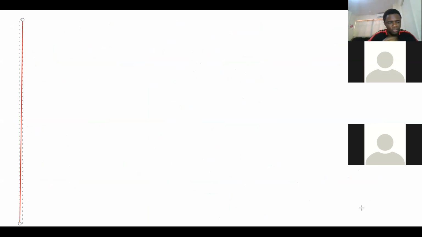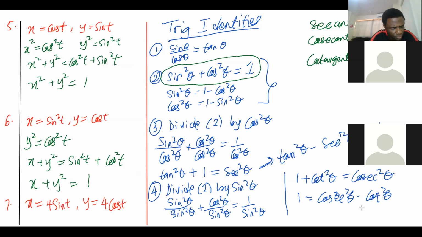Then I said from sine squared t plus cos squared t equals 1, and I put (x divided by 4) squared plus (y divided by 4) squared also equals 1. And then I open the bracket, and then it becomes (x plus y) squared divided by 16 equals 1. Yeah, wait, and then I put x plus y equals x plus y divided by 4 equals 1.